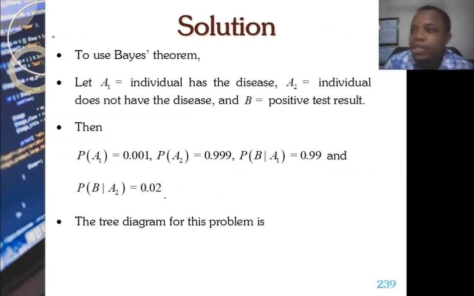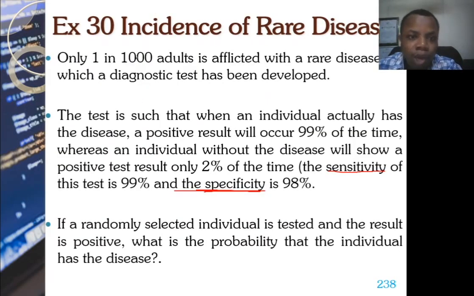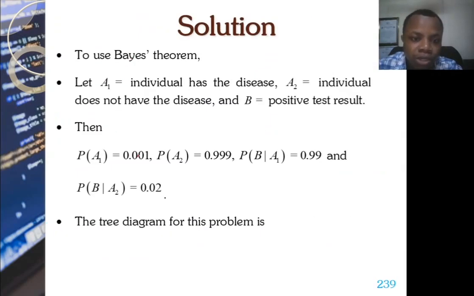So in this case, let A1 be the event that the individual has the disease, A2 the event that the individual does not have the disease, and event B a positive test result after testing this individual. Then from the question, we could see that the probability of A1 was given. Now remember that we said 1 out of 1,000 is afflicted with this rare disease. So the probability of getting the disease is 1 out of 1,000, which is equal to 0.001.